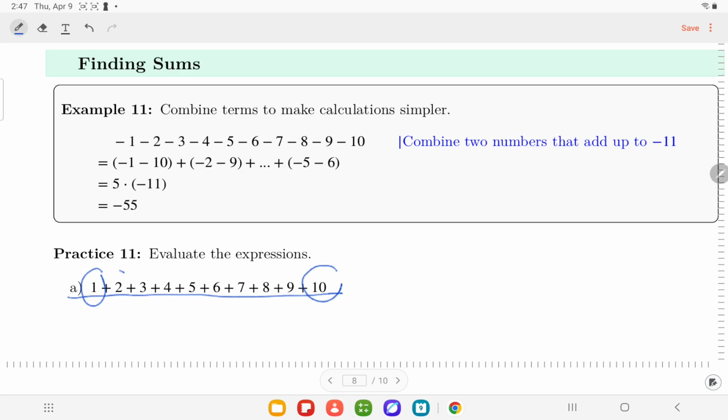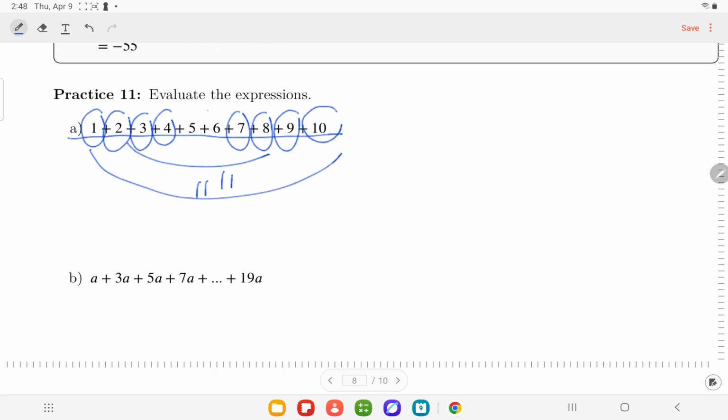Then if you take a look at the second number, which is 2, and the second last number, which is 9, if you added them together, we would also get 11. And 3 and 8 also make 11. 4 and 7 also make 11. And 5 and 6 also make 11.